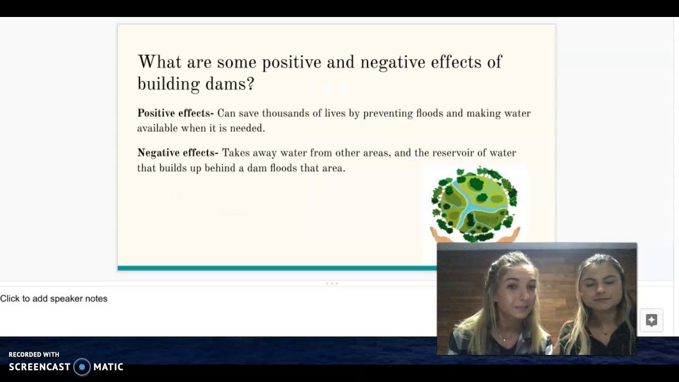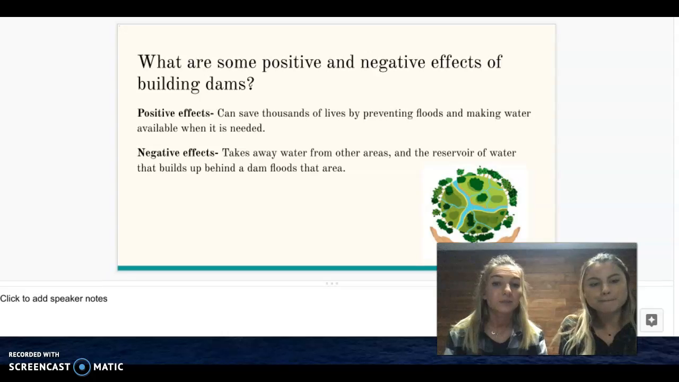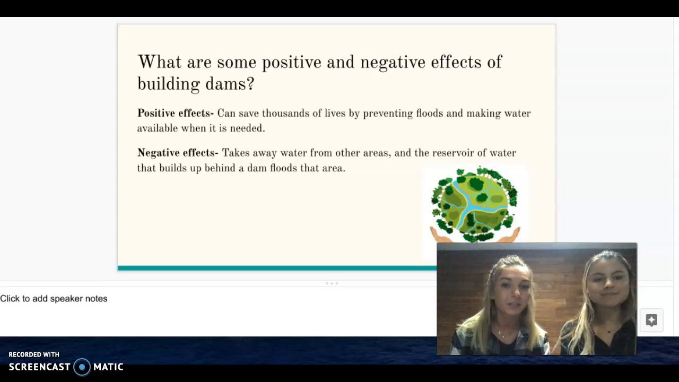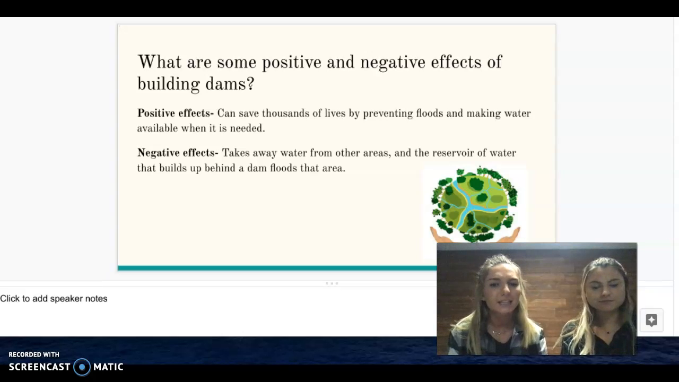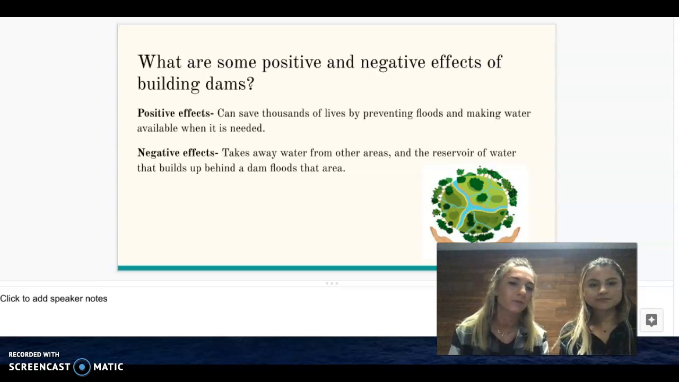So now let's look at some positive and negative effects of dams. Some positive effects are that it can save thousands of lives by preventing floods and making water available when it's needed. And then some negative effects are that it takes the water away from other areas and then causes buildup on the other side of the dam.